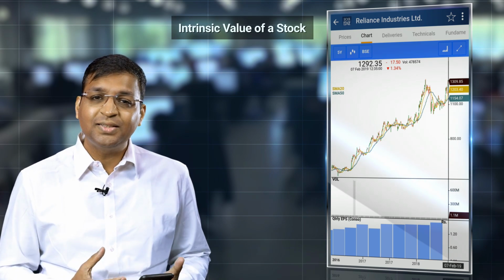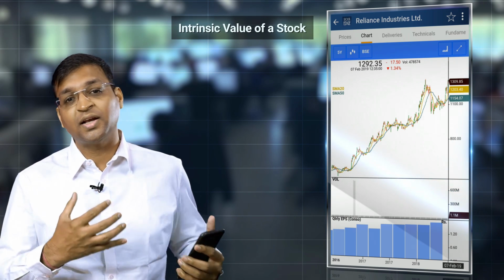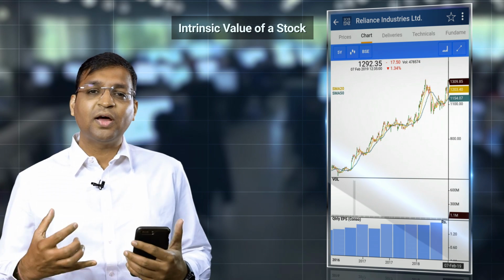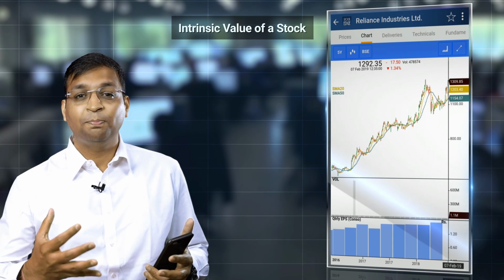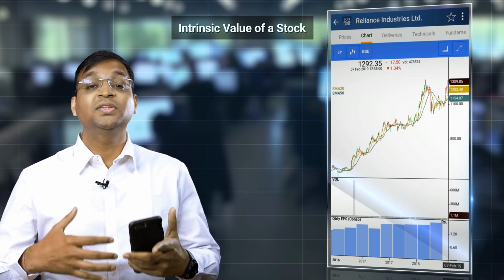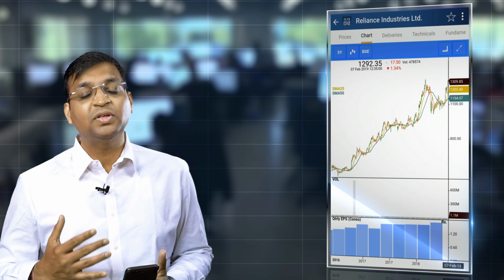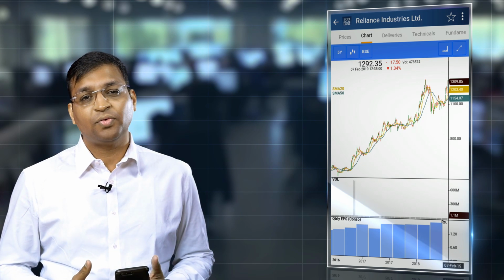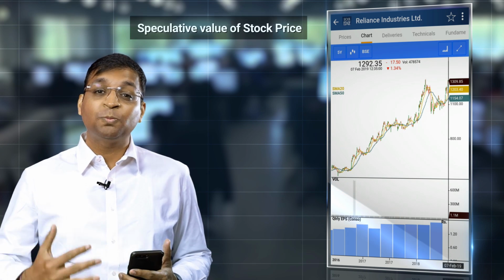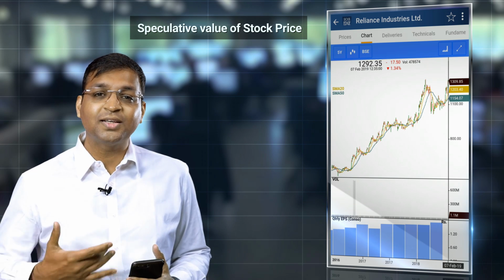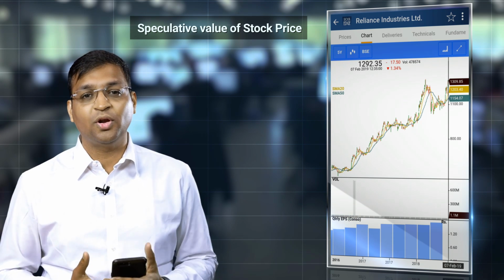One, the intrinsic value of the stock, which is derived out of the business which the company is into. And intrinsic value also takes into account the past performance of the company, which is reflected by the profit and loss account and the balance sheet. But the second, and the most critical part of any stock price movement, is the speculative value in the stock price. And that speculative value is largely driven by the liquidity phenomenon.